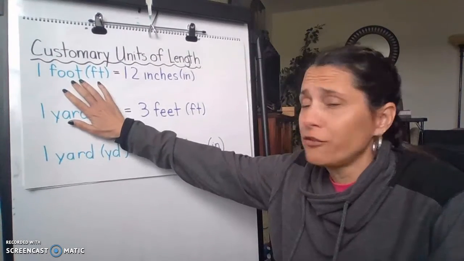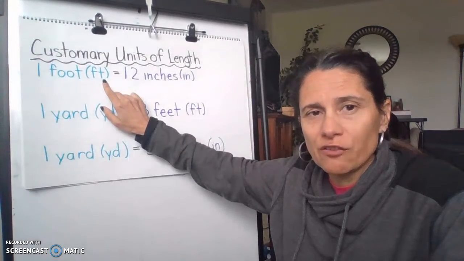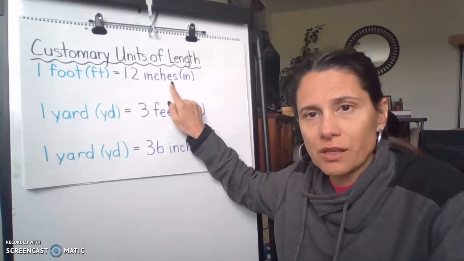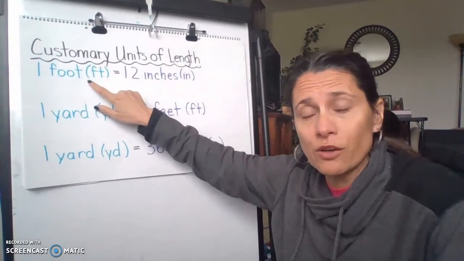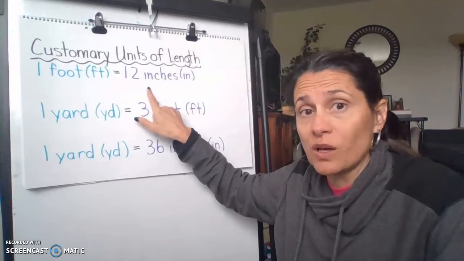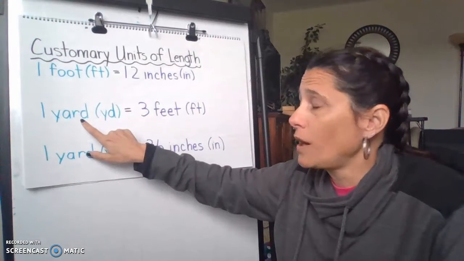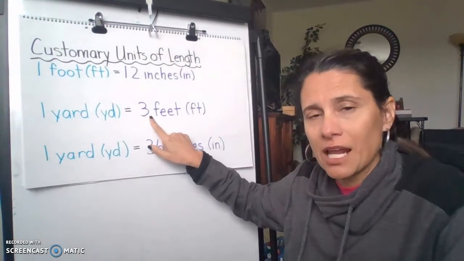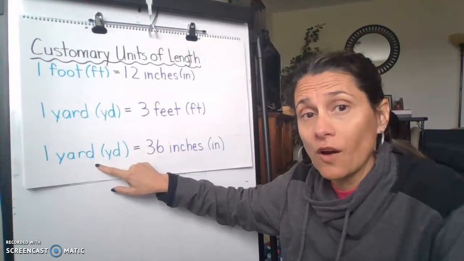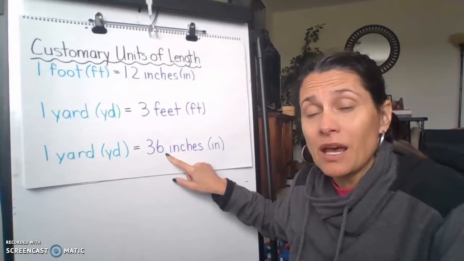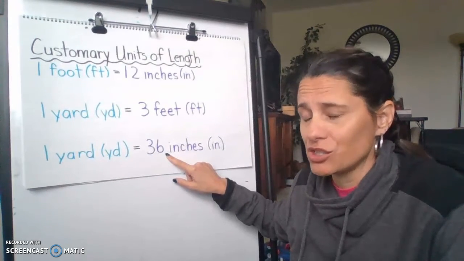So 1 foot, and this is the abbreviation for foot, equals 12 inches. And just think of your ruler. One of your rulers has 12 inches. So 1 foot is the same as 12 inches. 1 yard is the same as 3 feet. And then 1 yard is also the same as 36 inches.